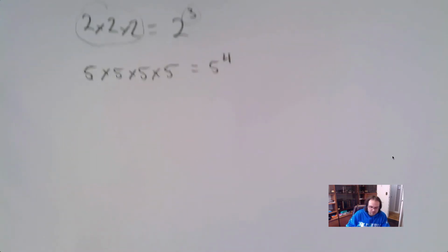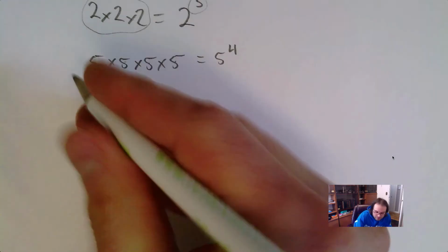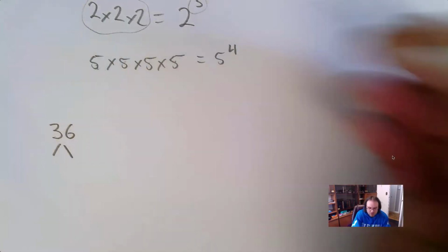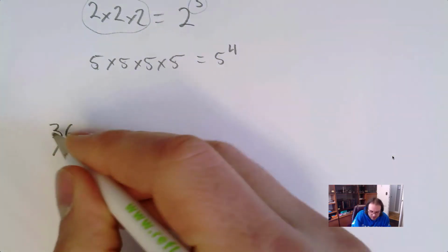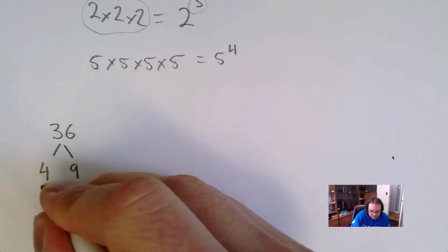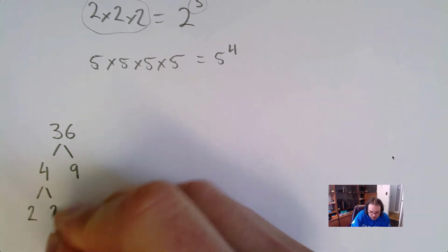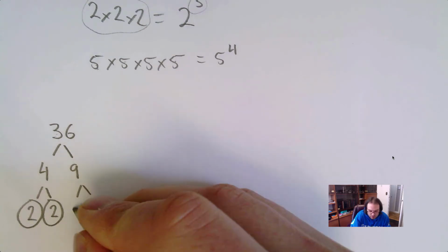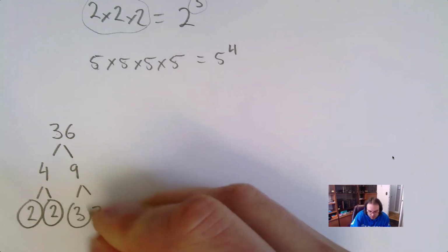So let's try something like this. Let's try, starting off, 36. If I break down 36, I know that is 4 times 9. This is 2 and 2. Circle my primes. Once I hit a prime, I'm going to circle it. 3 and 3. Circle my primes.